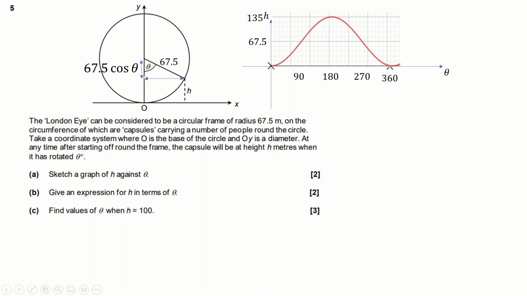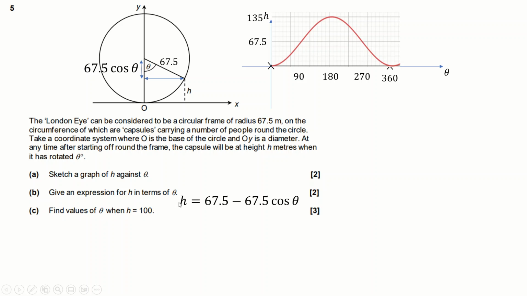And we're looking for h in terms of theta, but h, of course, is just going to be this distance here, right? Because it's this distance here, which is the same as this here. So h is equal to 67.5, which is all of this, minus this bit. So we can just say that's going to be our answer there.